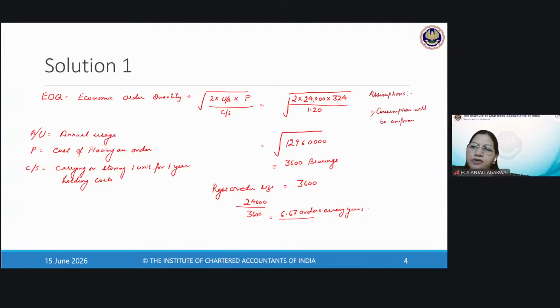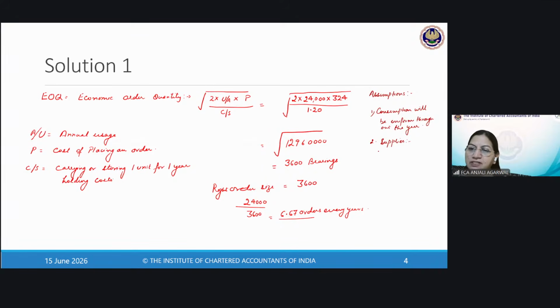24,000 bearings uniformly throughout the year. So we can say that every month 2,000 units of bearings will be used, right? It will be uniform throughout the year. Secondly, the supplies will also be available throughout the year. So it is not that there are phases when the supply of a product is available and parts of the year when the supplies will not be there. So we assume that the supplies will also be uniform.